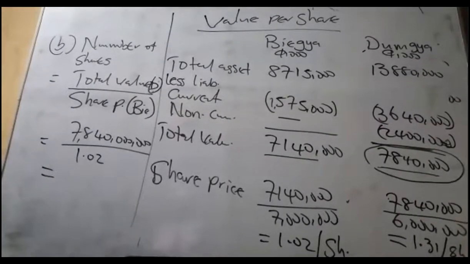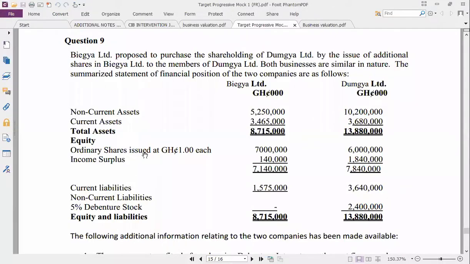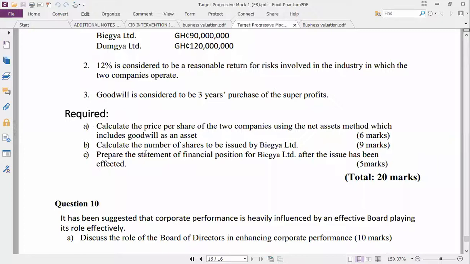The C part, as usual. Let's see the C part. All of this was going for 20 marks. Wow. So that one alone was for 9 marks. That's interesting. Prepare the statement of financial position for Bieja Limited after the issue has been effected.